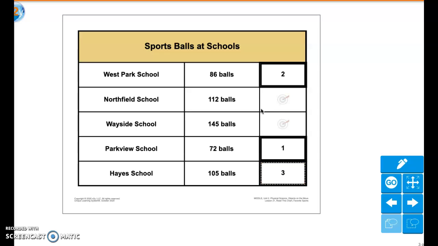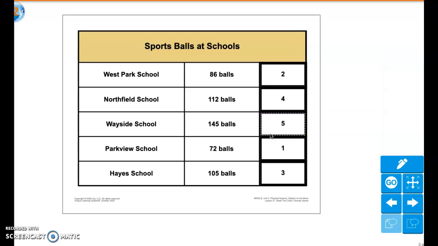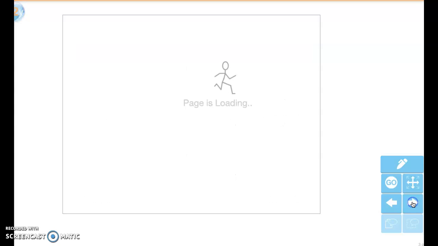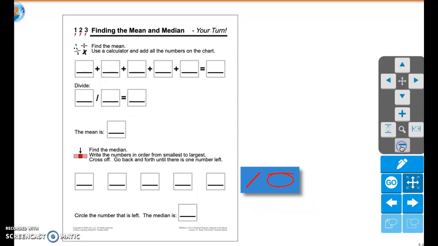3, there we go. And then we'll do 4, 4, and then we'll do 5, 5. So now we have the numbers in order from smallest to largest. This will help us when we find the median. Next step, now I need to zoom out, my goodness. Okay. So we're going to put all of our numbers on here and add them together.